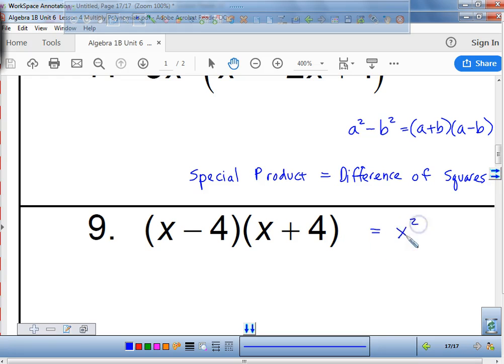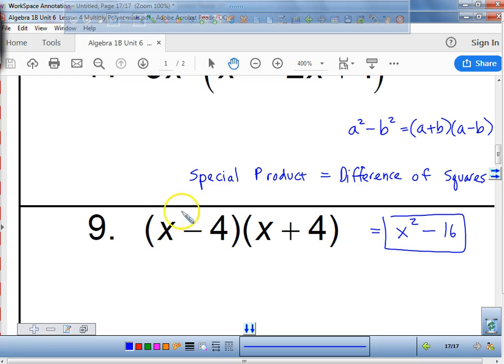all I got to do is go, hey, what's negative 4 plus 4? Now, what's negative 4 plus 4? Nope, what's negative 4 plus 4? 0. That's right, it's 0. So how many x's am I going to have in the middle? 0. Well, what's negative 4 times 4? Negative 16. This is a difference of squares. This is a special product. All the x's in the middle cancel each other out.